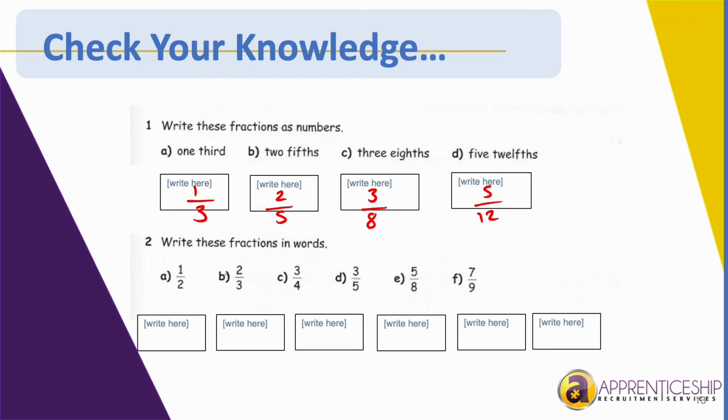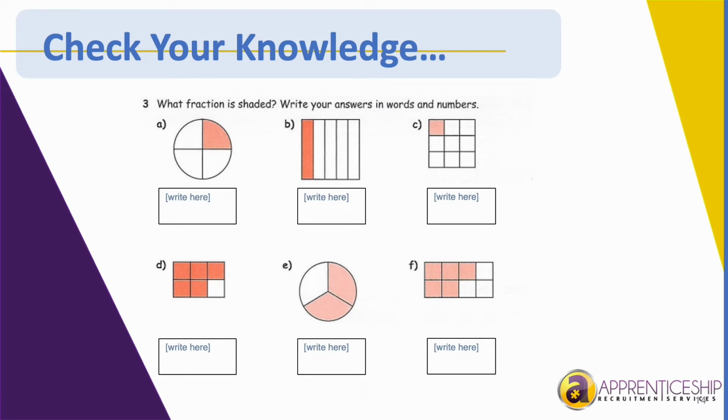And then write these fractions as words. So this would be 1/2, 2/3, 3/4, 3/5, 5/8, and 7/9. Nice and easy. Okay, and then what fraction is shaded? So 1 out of 4 is shaded. 1 out of 5 is shaded. 1 out of 9 is shaded.